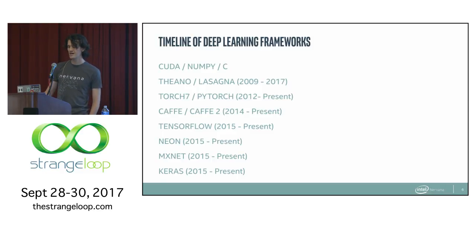Then in 2009, researchers from Montreal released Theano. Theano was very useful to researchers because it introduced this notion of abstract operations and abstract equations using a symbolic notation, and it took away the pain point of writing your own automatic differentiation algorithms.